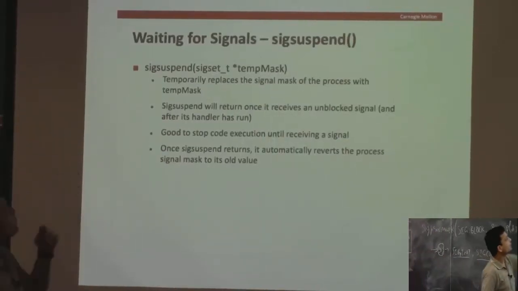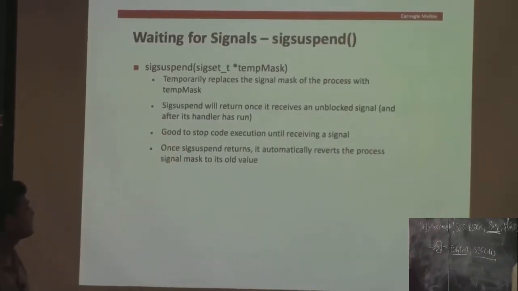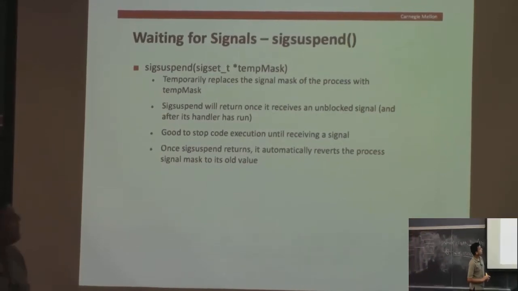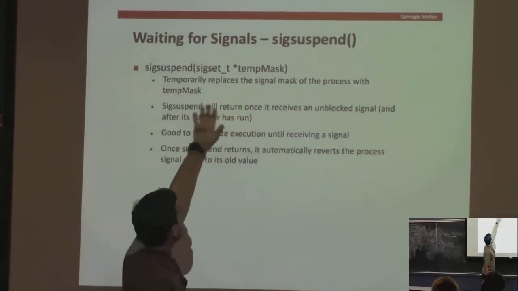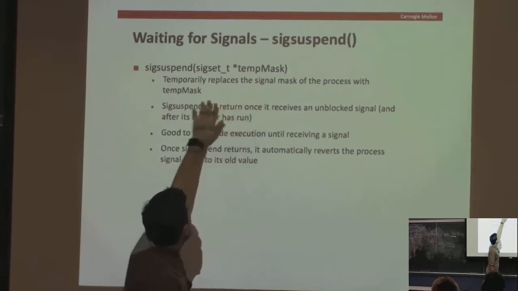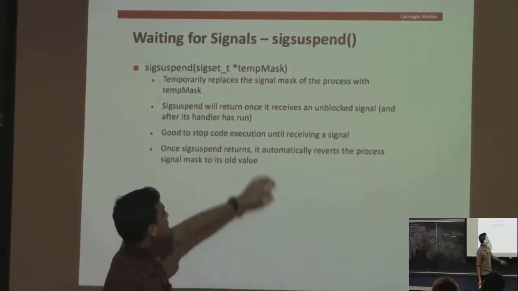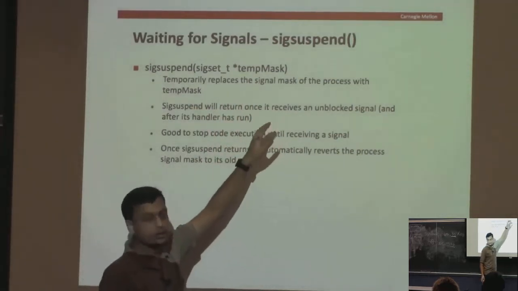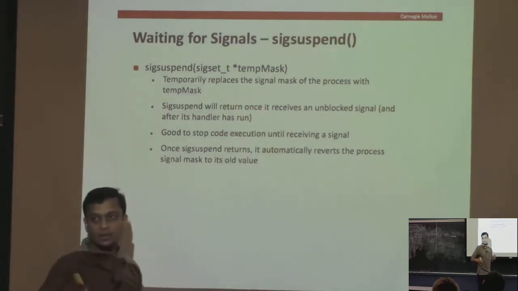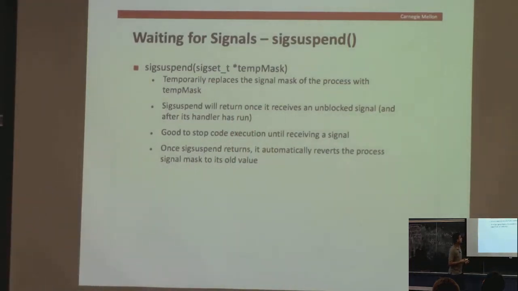And the other important concept is sigsuspend that we spoke of. So you're basically saying that currently suspend the execution of the current program until one of the signals in the temp mask is received. For example, let's say you are the parent process and the parent process says sigsuspend and passes in a mask here.